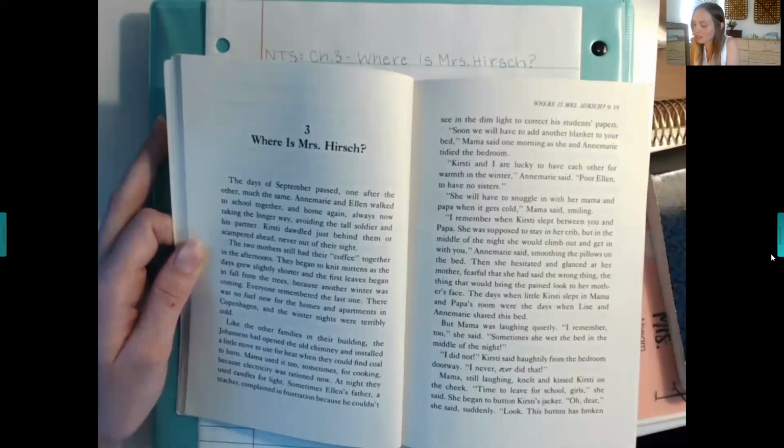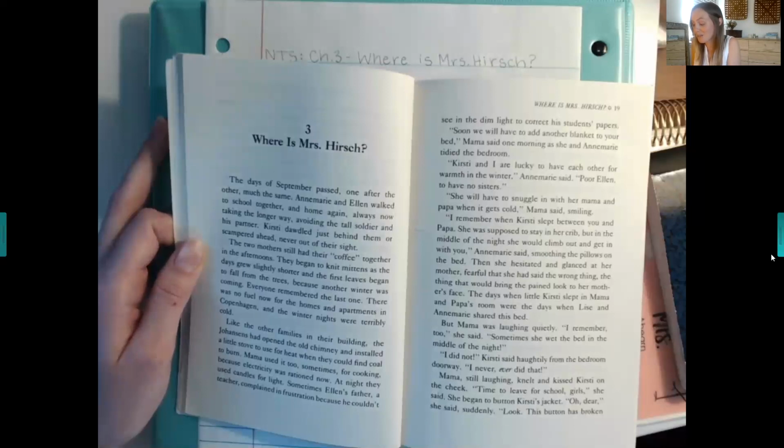Then she hesitated and glanced at her mother, fearful that she had said the wrong thing, the thing that would bring the pained look to her mother's face. The days when little Kirsty slept in Mama and Papa's room were the days when Lise and Anne-Marie shared this bed. But Mama was laughing quietly. "I remember too," she said. "Sometimes she wet the bed in the middle of the night." "I did not," Kirsty said haughtily from the bedroom doorway. "I never ever did that."